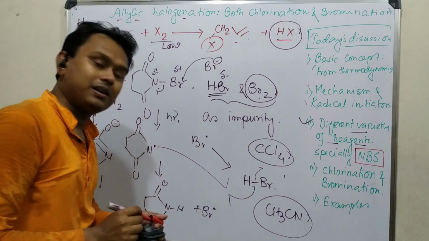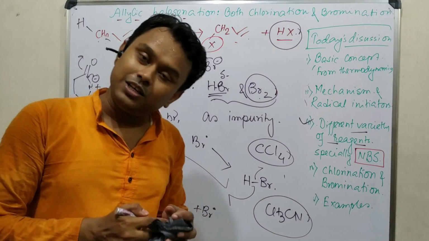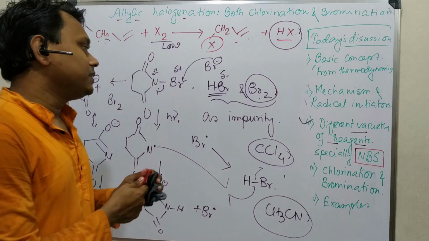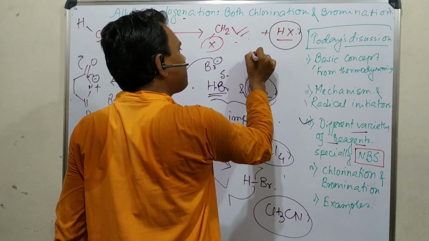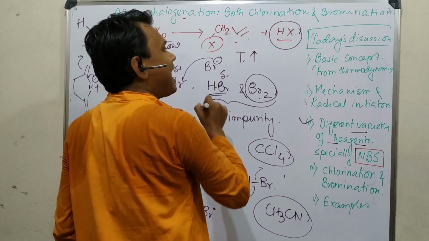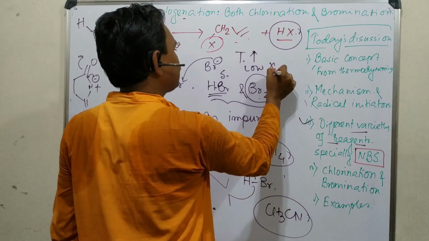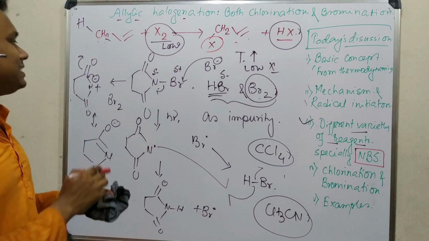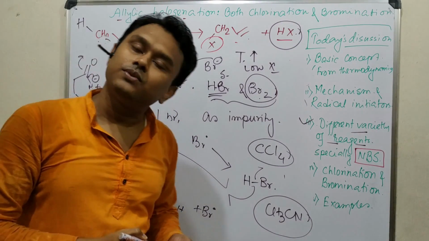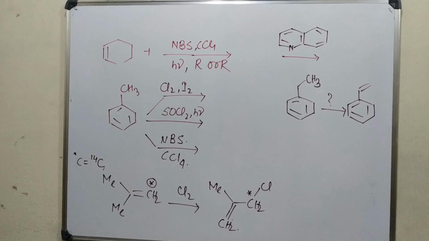So what have we learned up to this discussion? For allylic bromination, what do we need? We need high temperature, meaning the temperature must be high, and second, low halogen, low X. These are the two things we have learned. Based on this understanding, now we will discuss a few examples, and then I guess it will be clear to you properly.